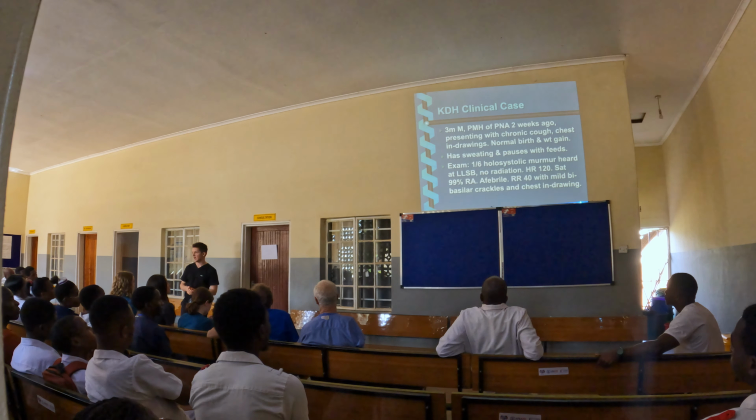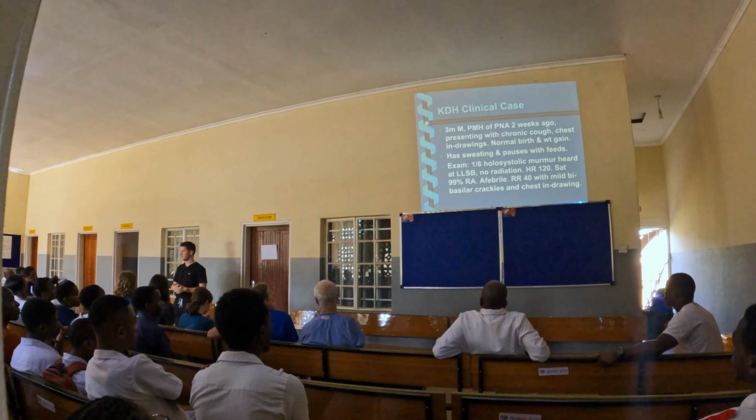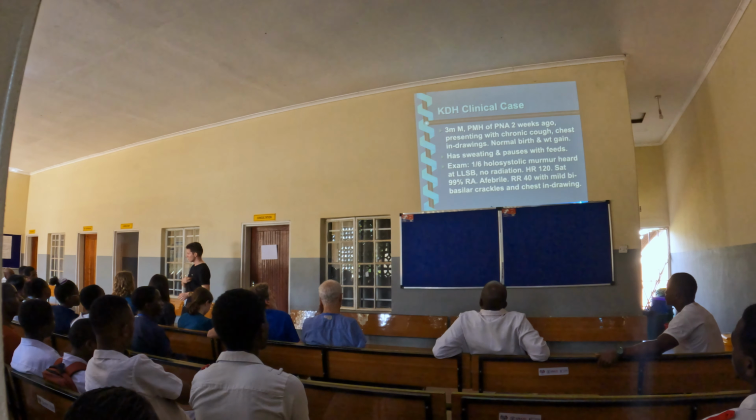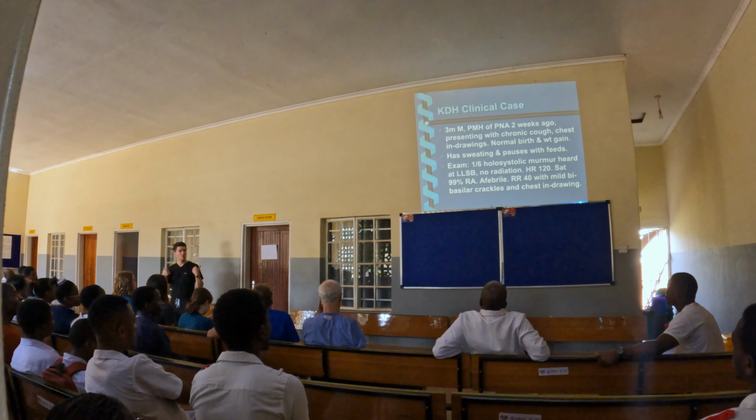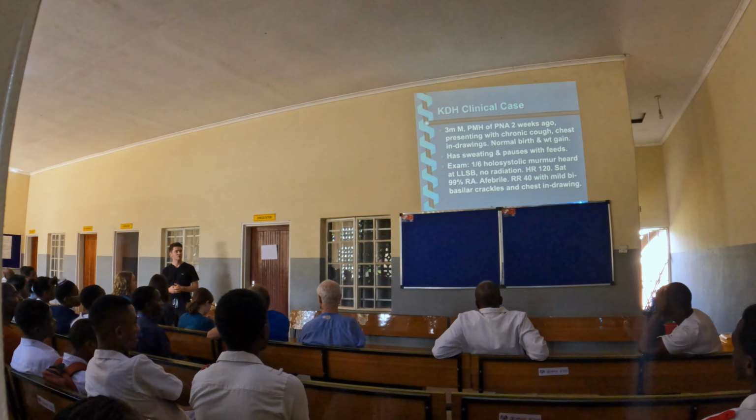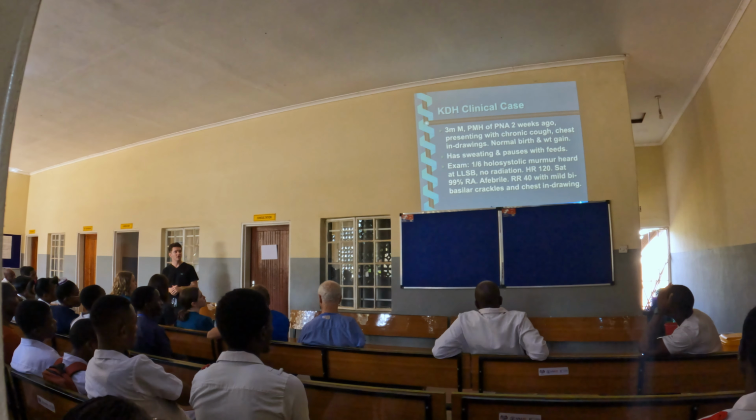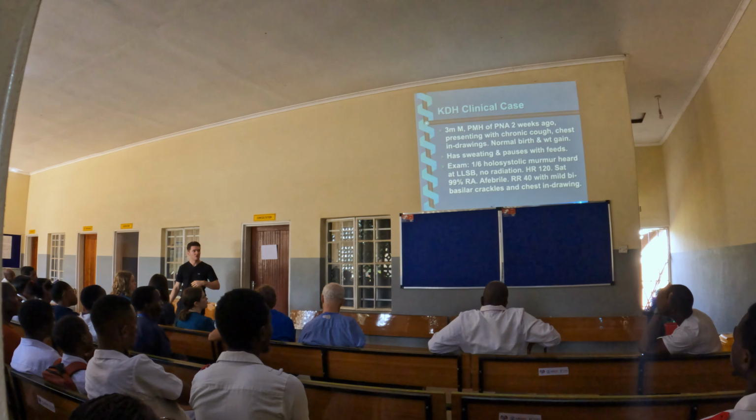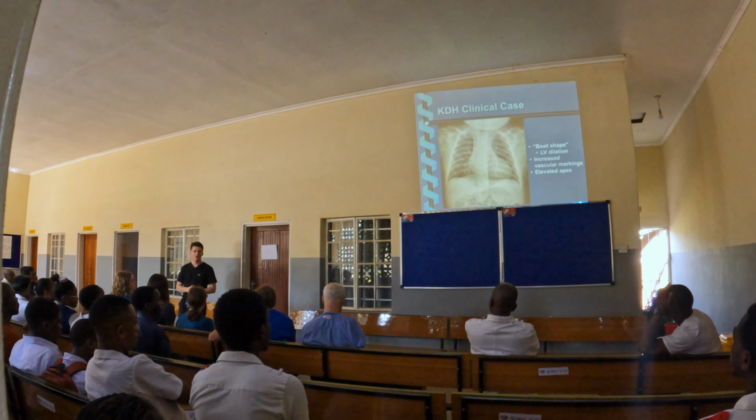A big red flag for him is that he's had a lot of sweating and pauses with his eating, and also that chronic cough. On his exam, he has a 1 out of 6 holosystolic murmur, best heard at the left lower sternal border. There was no radiation. His heart rate was about 120 yesterday when I saw him, and his saturations were around 99%. He was afebrile throughout his course, and he had respirations of about 40 with some crackles at the bottom of his lungs on both sides, and he also had significant chest indrawings.